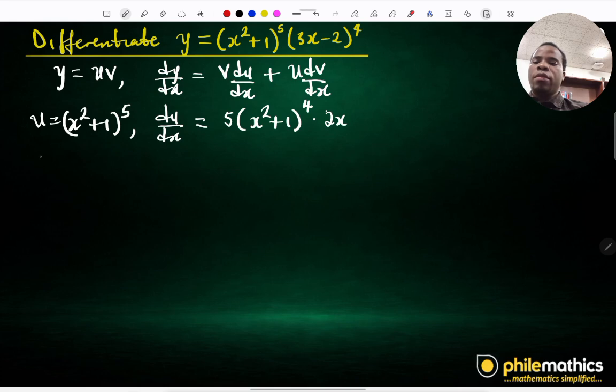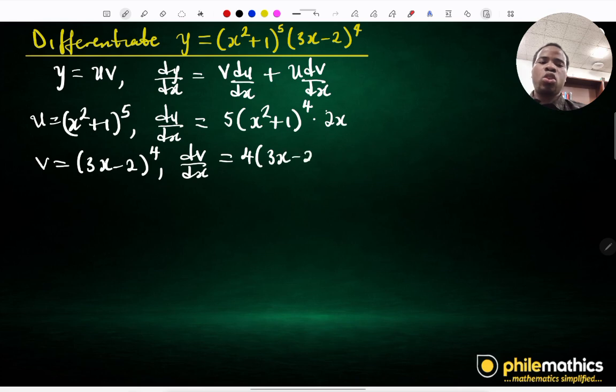We'll do the same thing for v. If we call v as (3x minus 2) to the power 4, if we differentiate v, dv/dx, what this will give us is to differentiate the outside function. This will give us 4(3x minus 2), subtract 1 from the power, this gives 3, multiply the derivative of the inner function, which is just linear. This will give us 3.